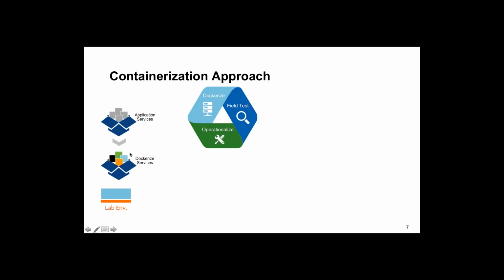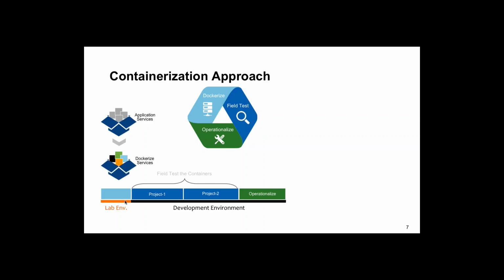The application services, we pick specific services and we test them in the lab environment. And once you have these services passed in the lab environment, you will field test them on real life projects on the development environment. Once they are ready, pass through a couple of projects, then you will operationalize from an operations perspective, manage it, and monitoring requirements and so on. Then you have the containerized services that are graduated and ready for prime time.